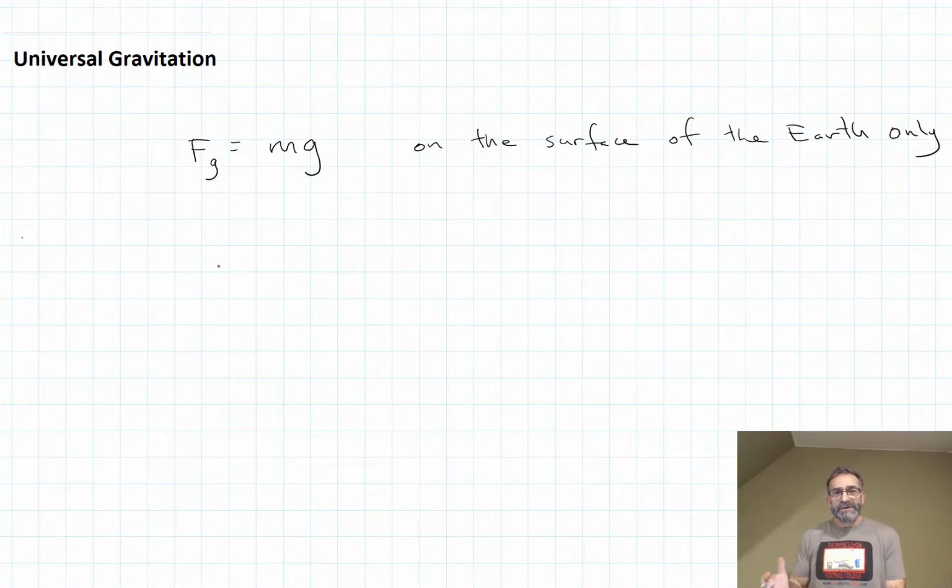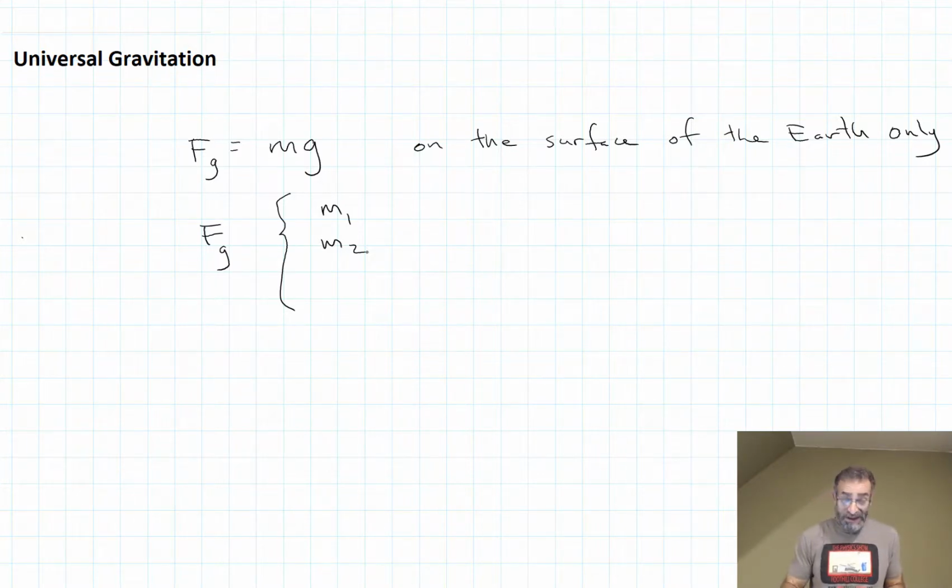And what might a universal gravitational force depend on? What would influence the gravitational force? It would probably depend on the mass of an object. And it might depend on the mass of the object it's interacting with. And it might depend on how close they are together. But it will be inversely proportional to the distance, because the closer they are, the stronger the interaction will be, and the farther apart they are, the weaker the interaction would be.